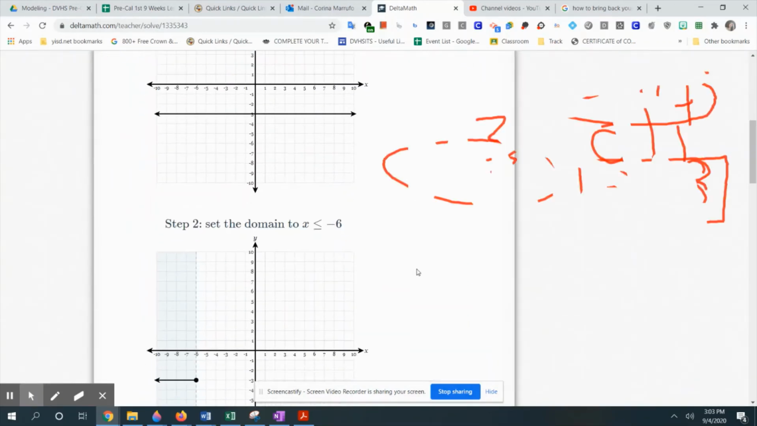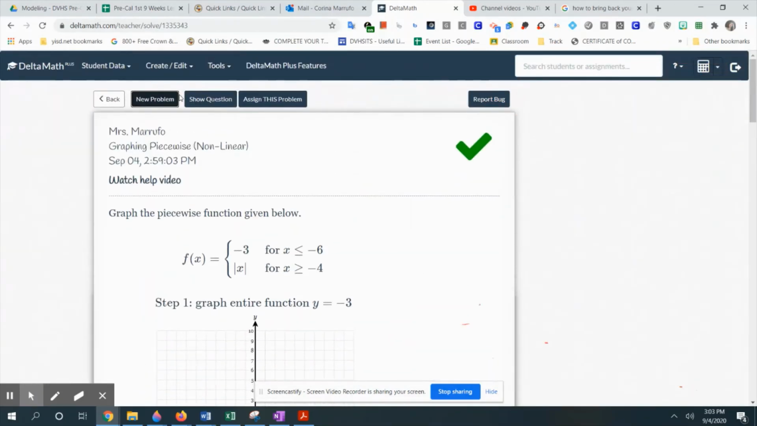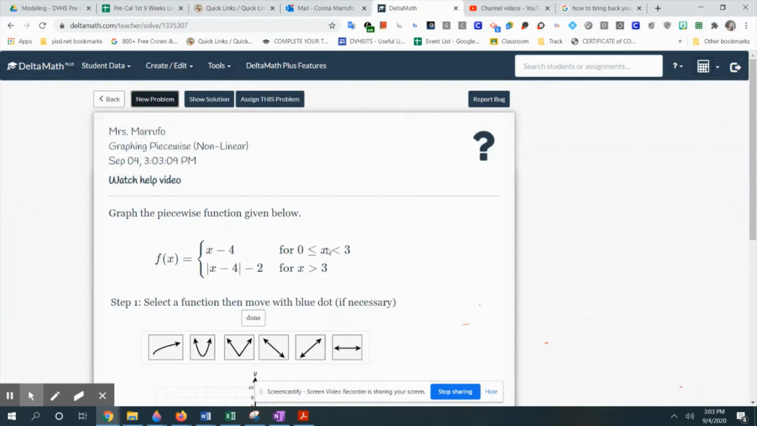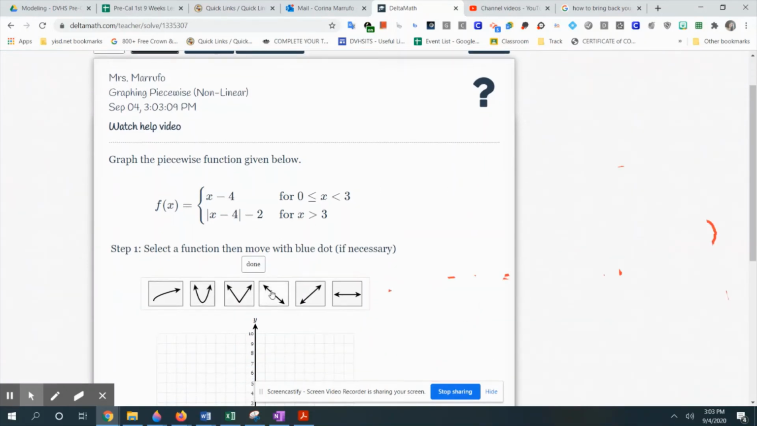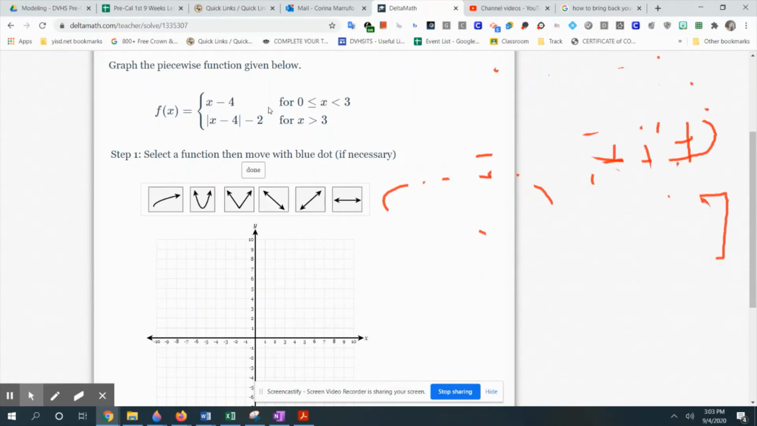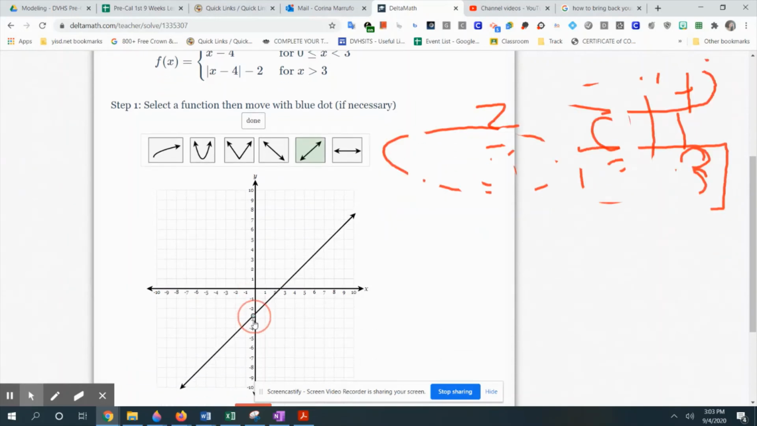Okay, let's try one more of these just in case. New problem. I actually like these ones. These ones are my favorite. Okay, so this is x minus 4 between 0 and 3. So x minus 4 is a linear function. So we are going to need a line. x minus 4 is a line that is increasing. So it's going to be this one. And then minus 4 means that's my y-intercept. So we are moving it down 4. Okay, so that's what my graph looks like.